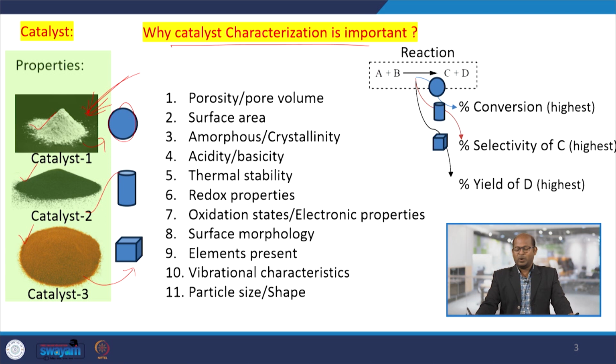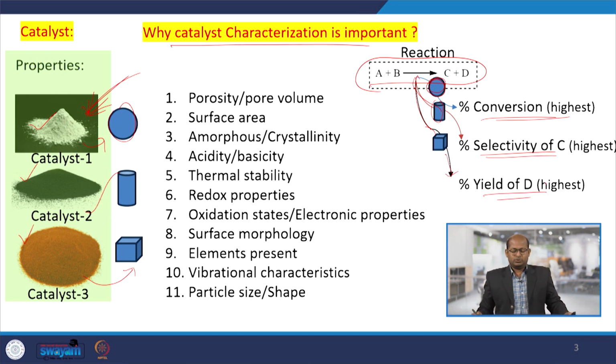So, why does one catalyst behave differently or better than another catalyst? Once we conduct these reactions, we observe that when the catalyst crystallite or particle size is spherical like this, we get the highest conversion. When it is cylindrical in shape, maybe we get the highest selectivity, and with this type of catalyst we get the highest yield of the products maybe. So, one catalyst behaves in one particular way compared to the other catalyst.